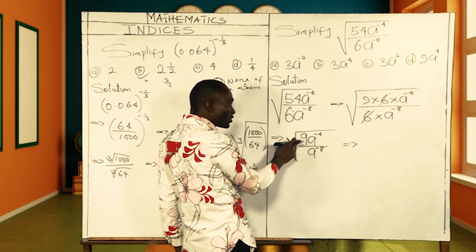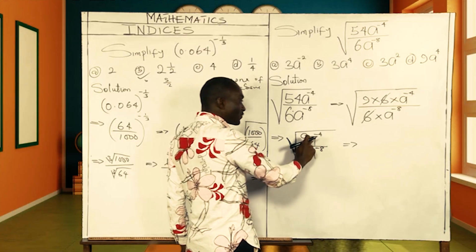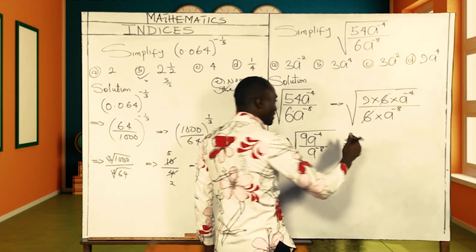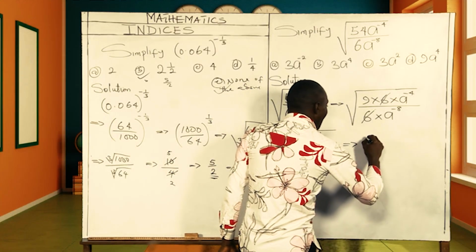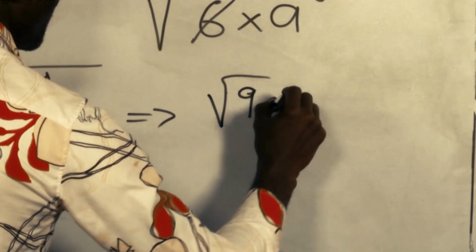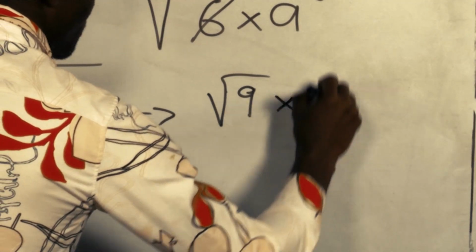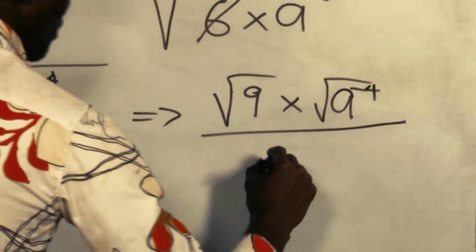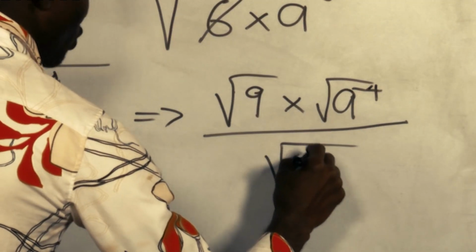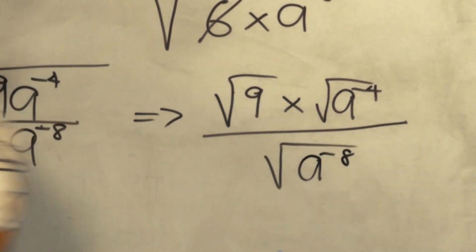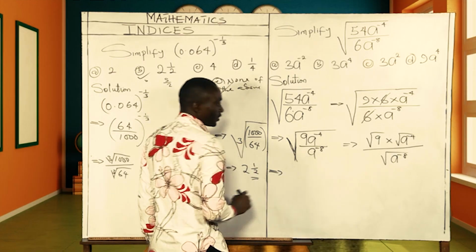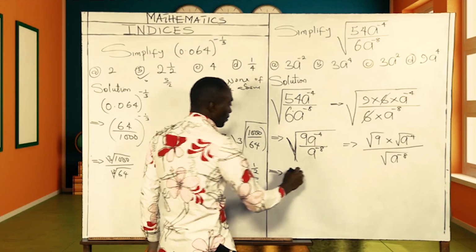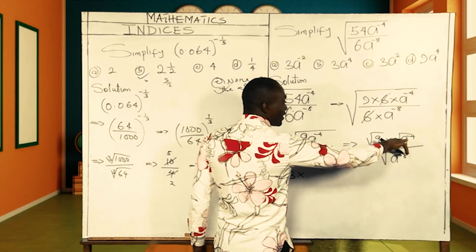So it means this square root is for this 9, it is for this a raised to power minus 4, and it is for this denominator. Now I want to split it for convenience. I have the square root of 9 multiplied by the square root of a raised to power minus 4, everything over the square root of a raised to power minus 8. And this will give us the square root of 9 is 3, multiplied by the square root of a raised to power minus 4.